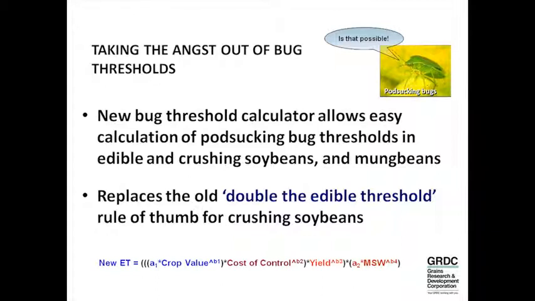And we've got a new threshold model for crushing beans. In the past, we just had an old simple double the edible threshold rule. That applies in some circumstances, in a lot of circumstances it doesn't. So with computer modelling, we're able to do that and bring that to you in an easy-to-use form.